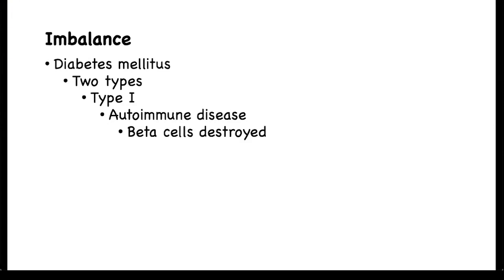There are two types. Type 1 diabetes is an autoimmune disease. It may be triggered by a viral infection. In this disease, beta cells are destroyed. Therefore, insulin is not released. This leads to hyposecretion of insulin. In the absence of insulin, all of the actions that occur in response to insulin will not occur. Hyperglycemia will result.